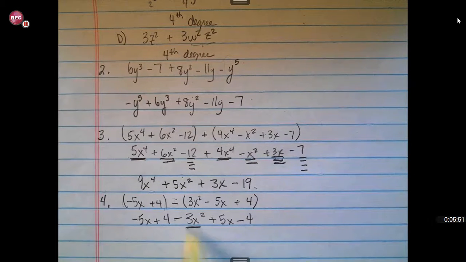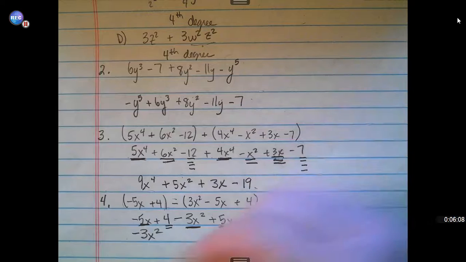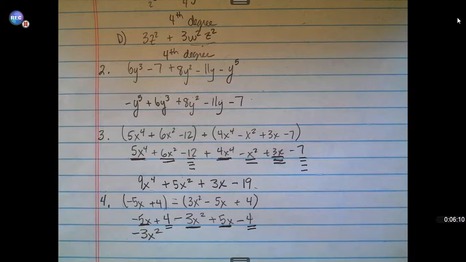So this would go first, negative 3x squared. And then there's a minus 5x plus 5x. That's going to be 0. And then there's a plus 4 minus 4. That's also going to be 0. So my answer is just negative 3x squared.